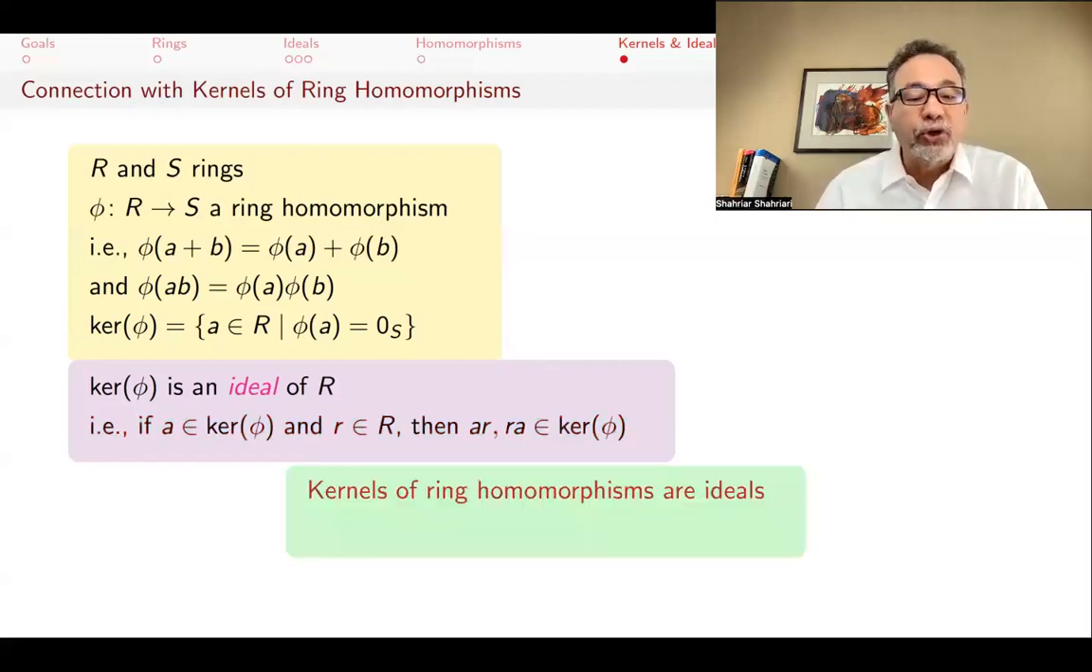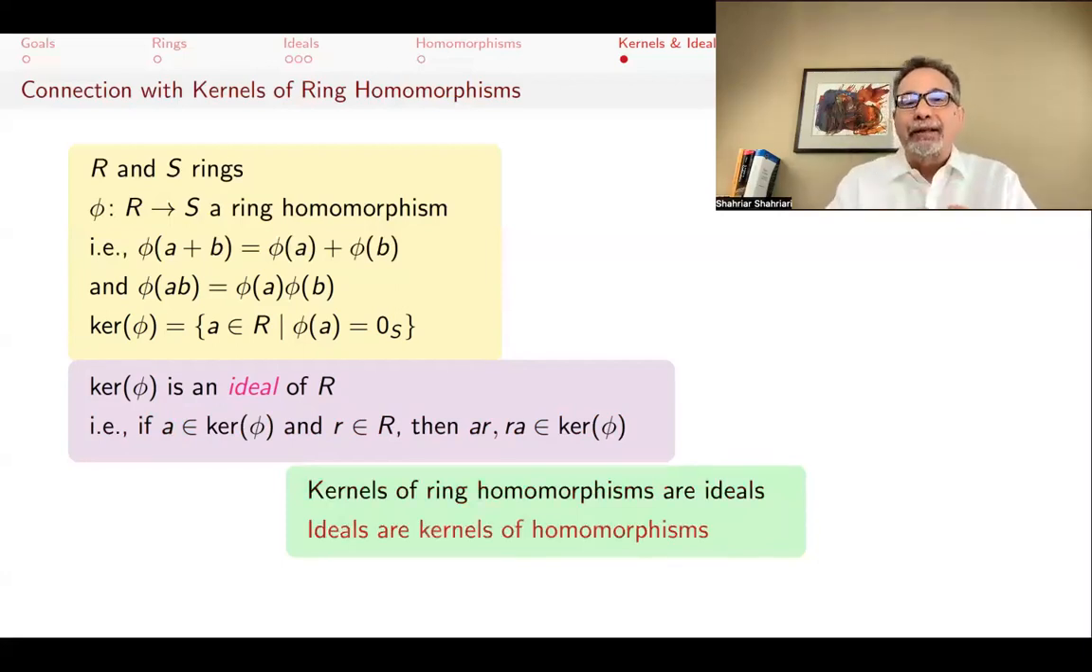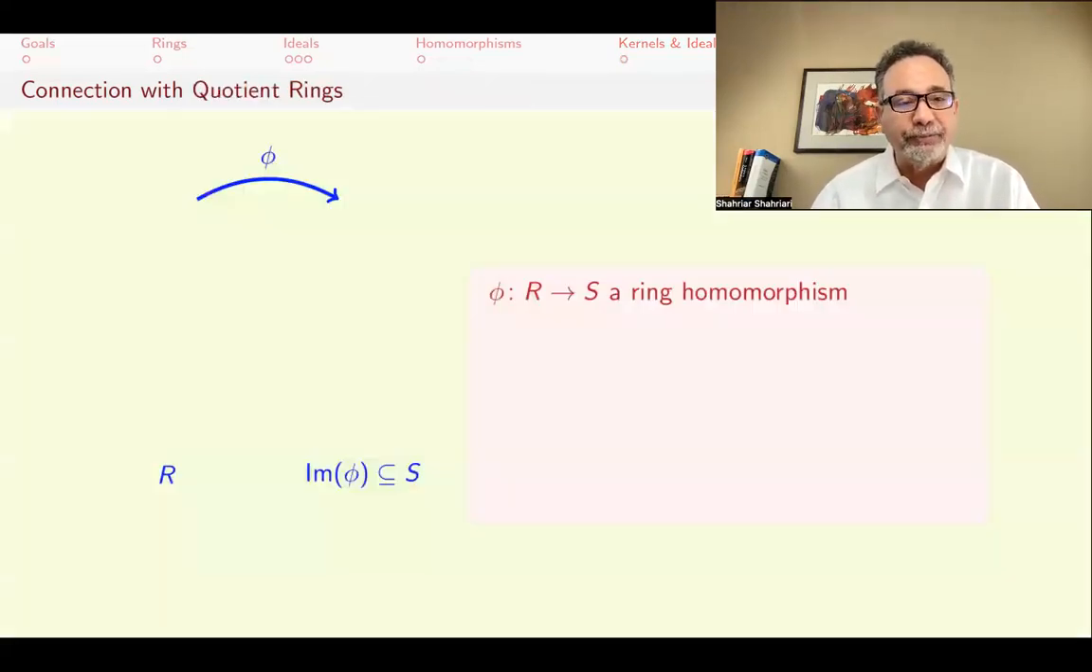So kernels of ring homomorphisms are ideals. That's what I just argued. But the other interesting thing, which I'm not in a position to tell you quite yet why, but I can in a future video, is that ideals are kernels of homomorphisms. So in the sense that if a ring homomorphism walks through the door, you know the kernel is an ideal. But what if an ideal walks through the door? The answer is that it is also the kernel of a homomorphism, in the sense that there will be a homomorphism out there whose kernel is that ideal. So kernels and ideals are sort of two different names for the same thing.